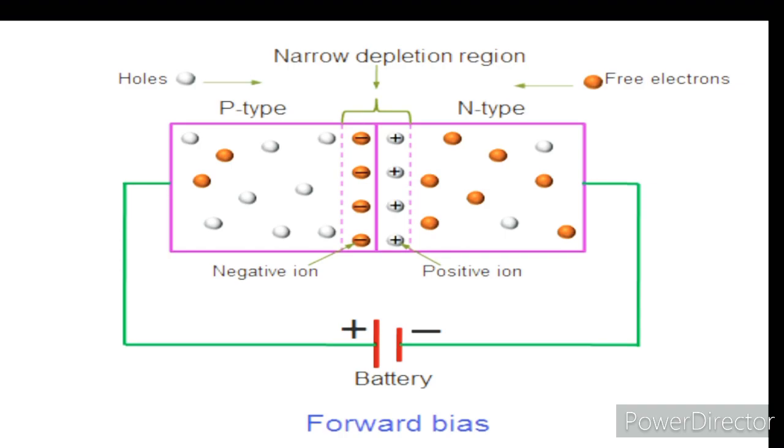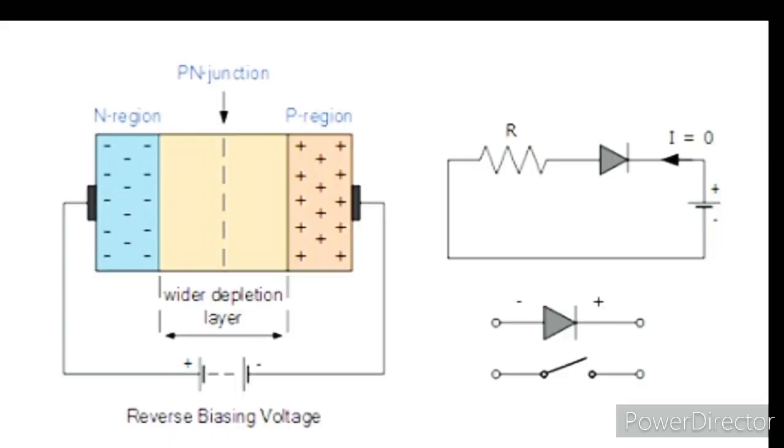The other is the reverse bias condition. In the reverse bias condition, the battery terminals are connected in the reverse direction. It means the negative terminal of the battery is connected to the P side and the positive terminal of the battery is connected to the N side. At this time, the battery terminals attract the free carriers, and these free carriers acquire the opposite charge and lose their own charge.